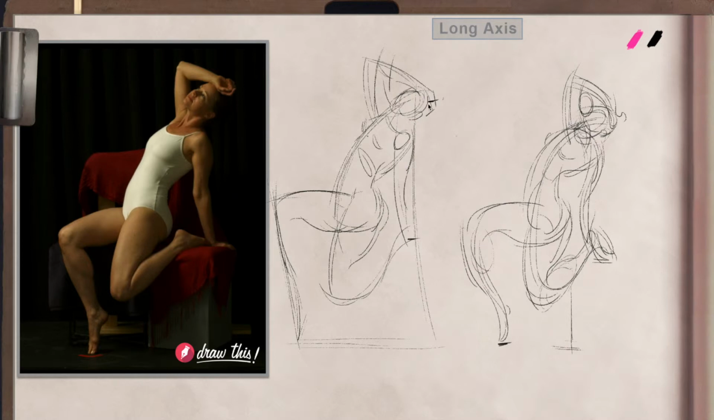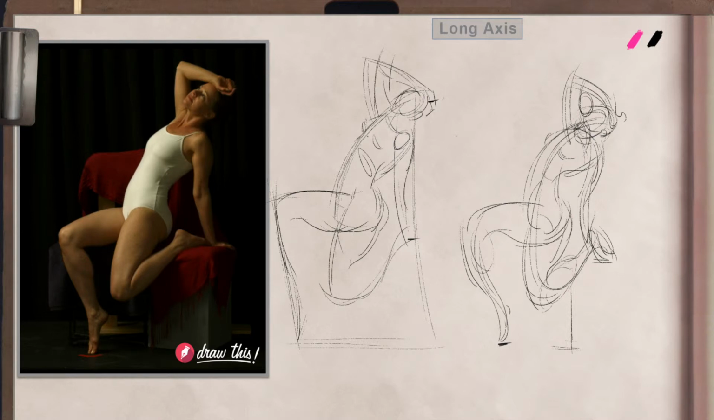Okay, so what do we have here? Now, the one on the left, like I said, is more of an illustrative way to draw. This one is more of, well, it's my interpretation of a more animator style drawing. So it depends on your output, your end product.